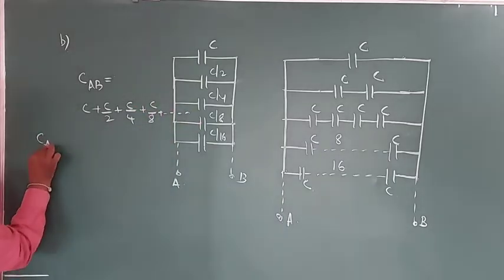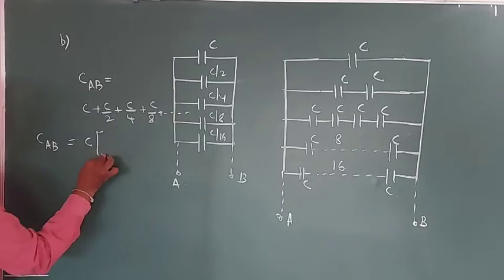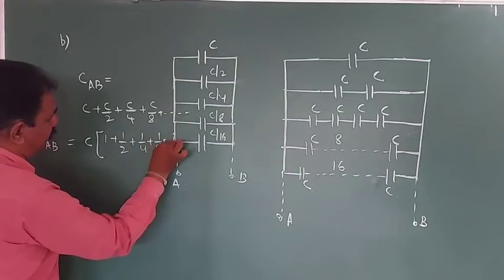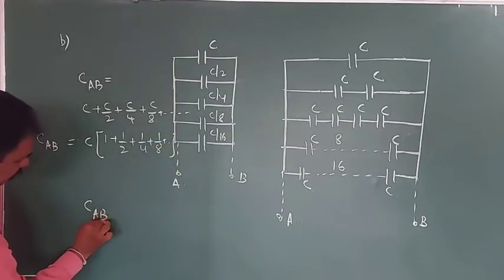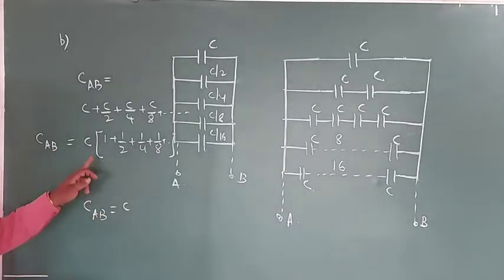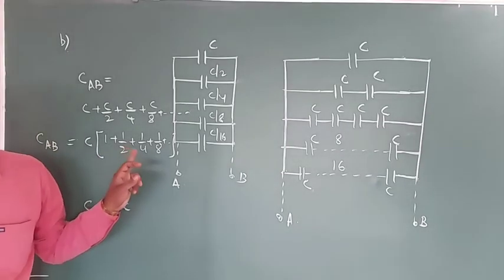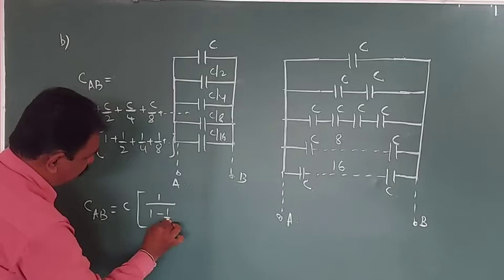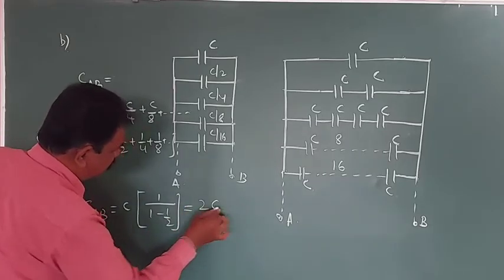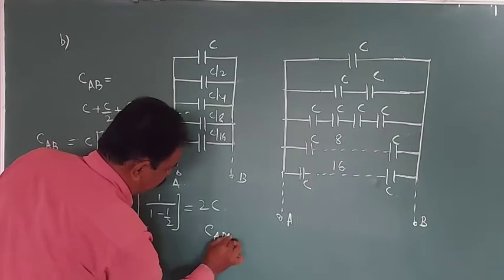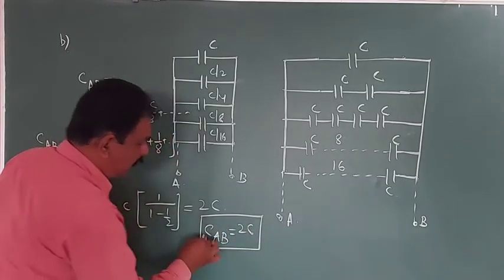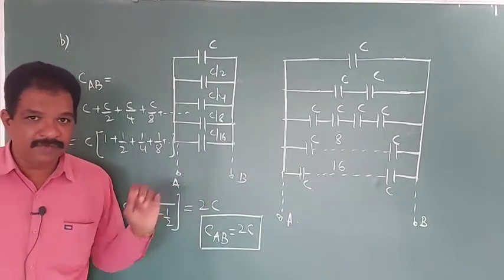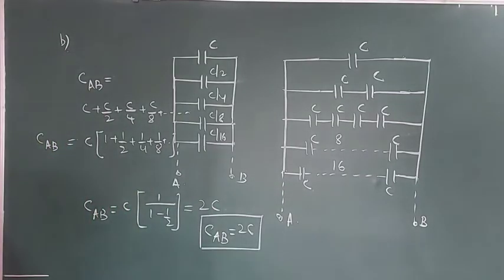So CAB is equal to, take C common, 1 plus 1 by 2 plus 1 by 4 plus 1 by 8, so on. Then CAB is equal to C into this value, which is Sn is equal to A by 1 minus R. This is equal to 2C. So finally, the CAB value is equal to 2C. Like that we will get the value. Next. See one more circuit.